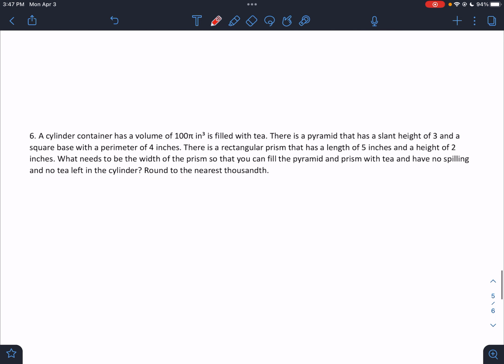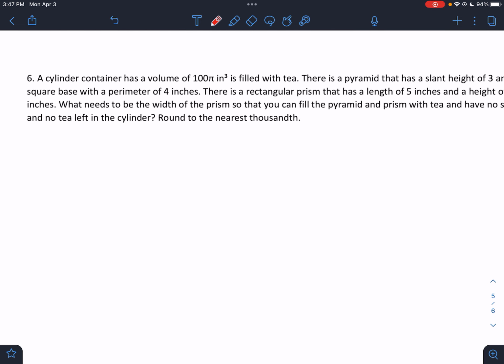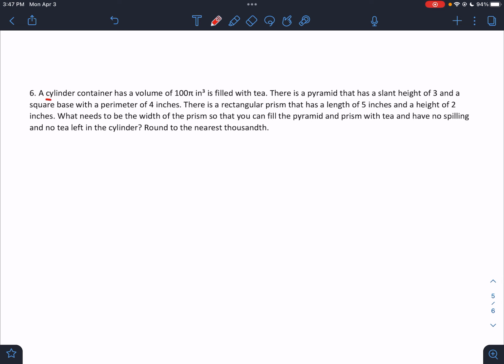Beautiful. All right, one more, maybe kind of a challenge question. It's kind of wordy. There's a lot going on. We have a cylinder that's 100 pi. So we have 100 pi worth of tea, delicious, gross tea.